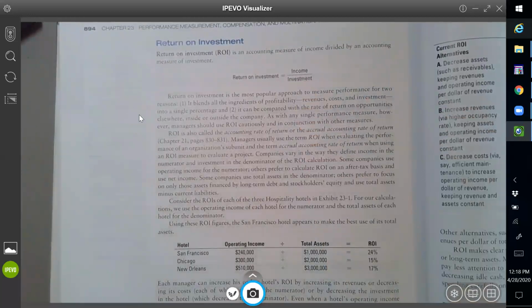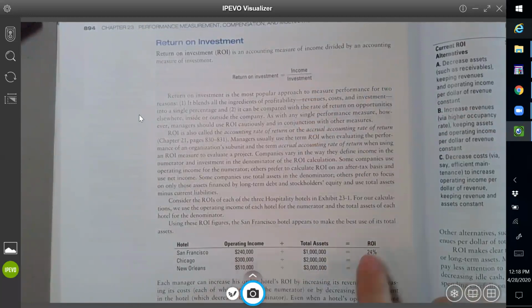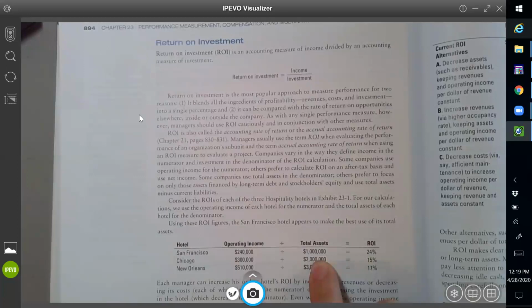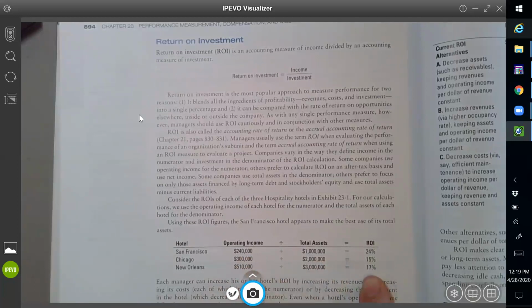As I say, I'm not going to test you, so I'm not going to go into detail. For San Francisco, Chicago, and New Orleans, you use their operating income divided by their total assets. You find that although San Francisco's absolute operating income is low, the percentage is actually the highest because they used 1 million and generated 240,000. New Orleans used 3 million and only generated 510,000. So the ROI is just 17%.